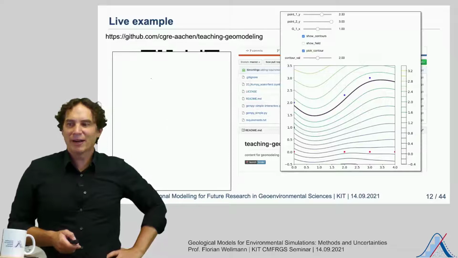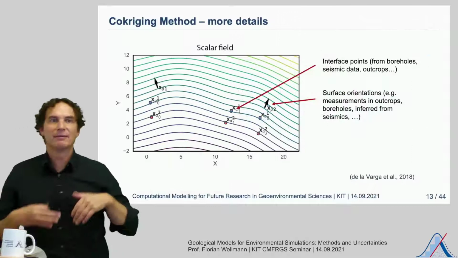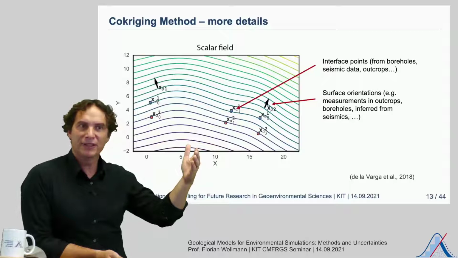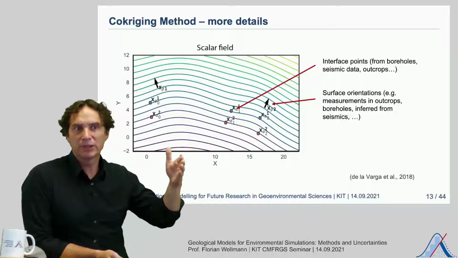But let's move on now to see what is happening behind this method. Again, something which I will not go too much into detail. As I said, the essential idea is that we want to interpolate a higher dimensional field to extract features in space. If we have 1D features like lines, we need a 2D field. If we want to represent 2D features, we need a 3D field.